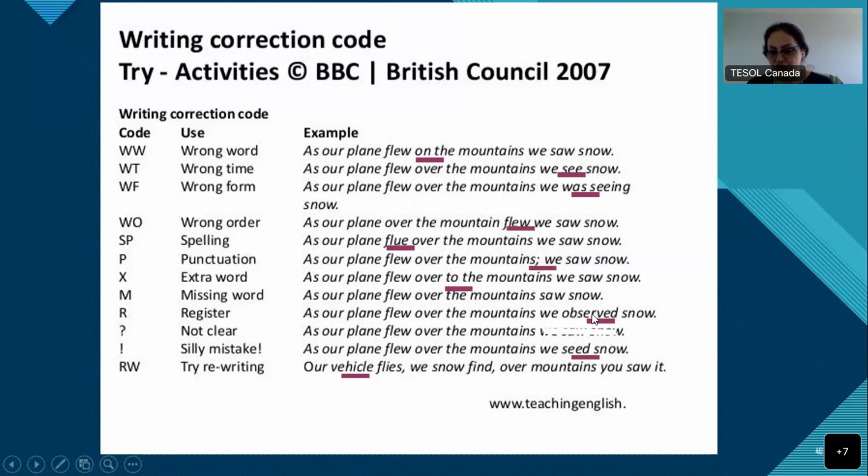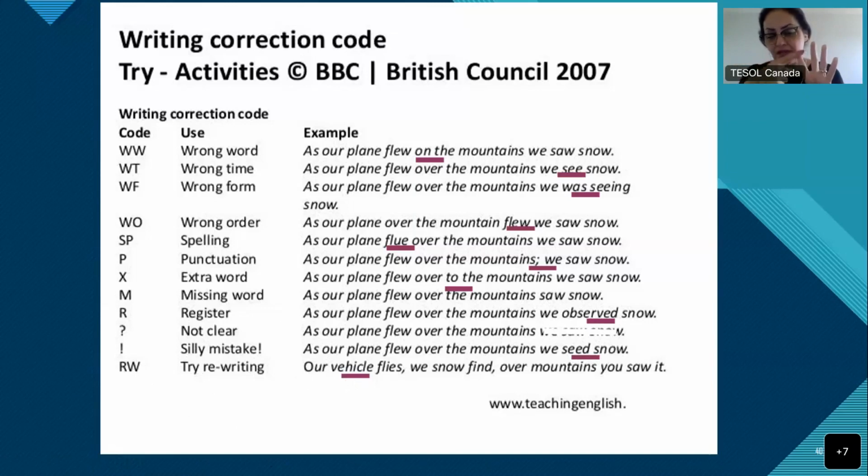Or the register is wrong. So it's too formal. This word is too formal for this sentence. Or here, as our plane flew over the mountain, what? So it's not clear. Or here, the sentence needs an exclamation mark. And rewrite it. So give them codes and return it to your students. Give time to your students to read it, to think about it, and correct themselves.